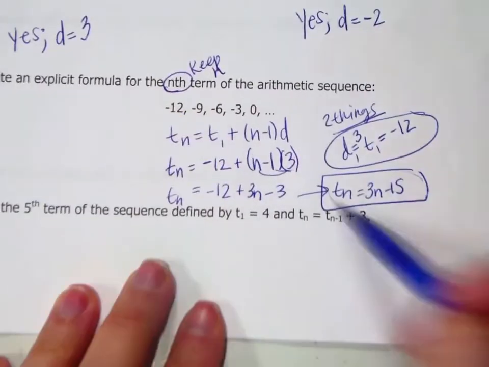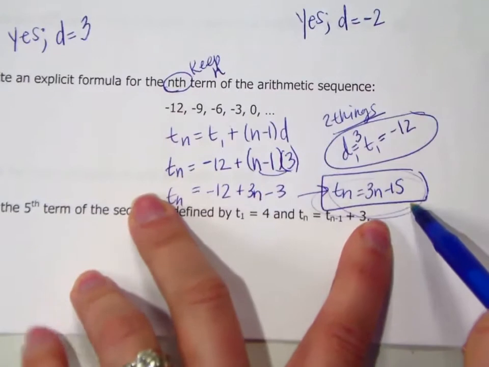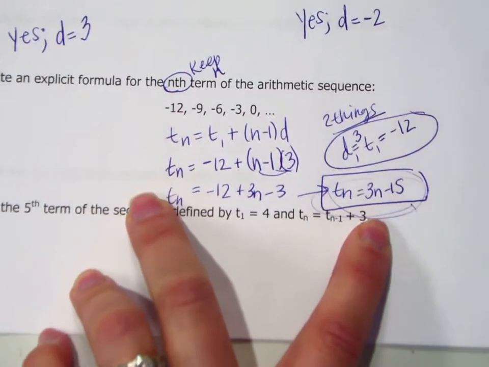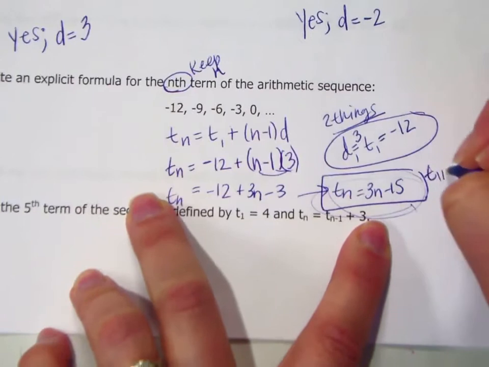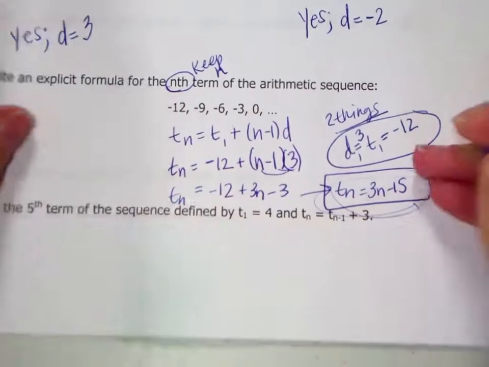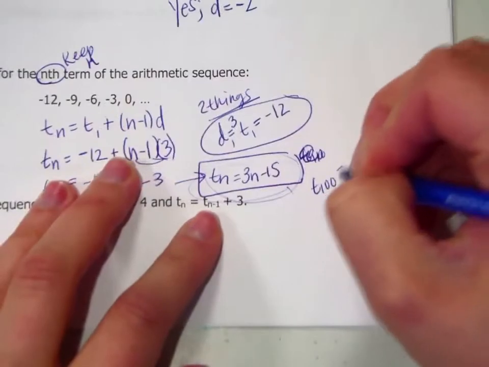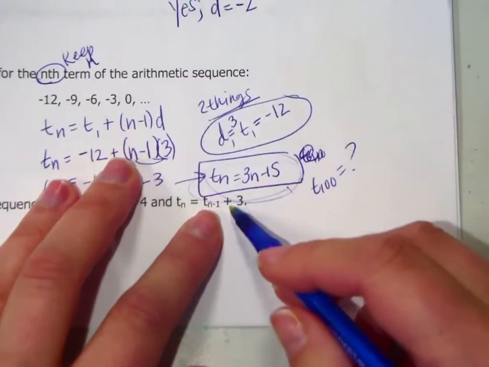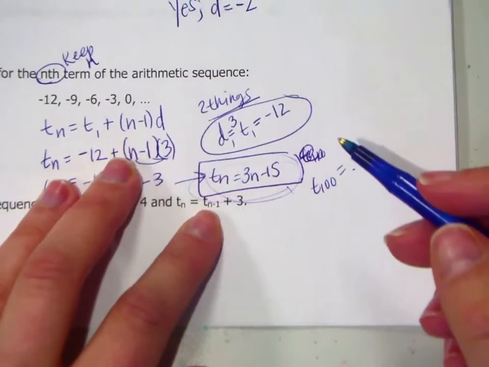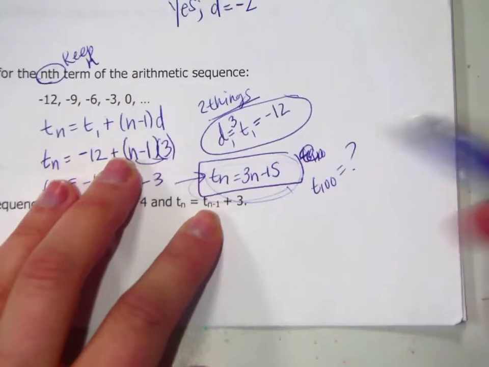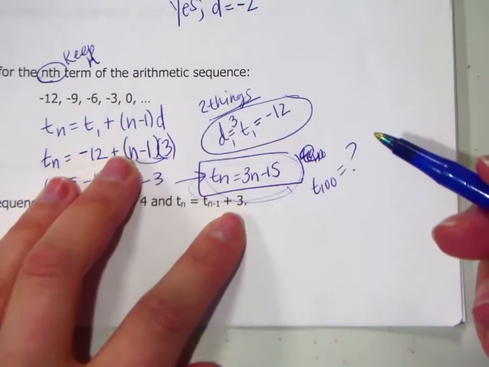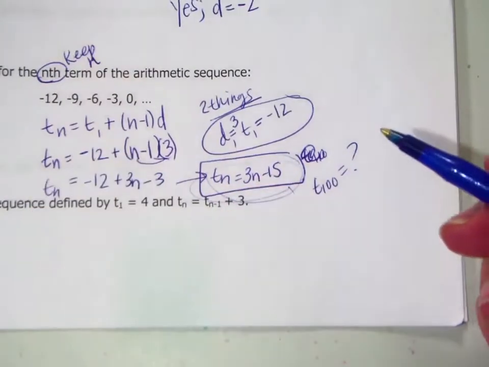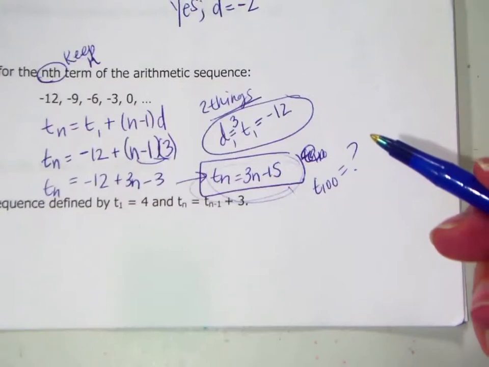So basically what you have here is a formula that you can use to find any single term in that sequence. So if I asked you for t sub 100, you could find that now using this formula by doing what? Yeah, exactly, plugging in 100 for n. So what you have written is the formula that will help you find any term in that sequence.